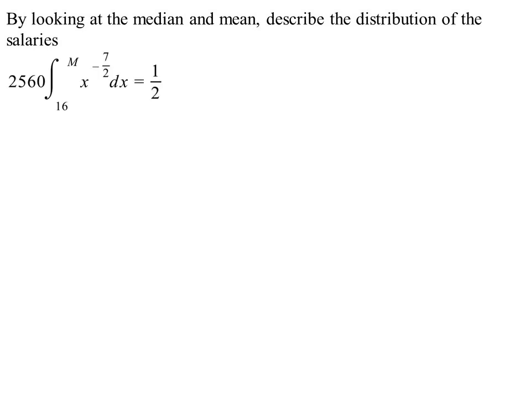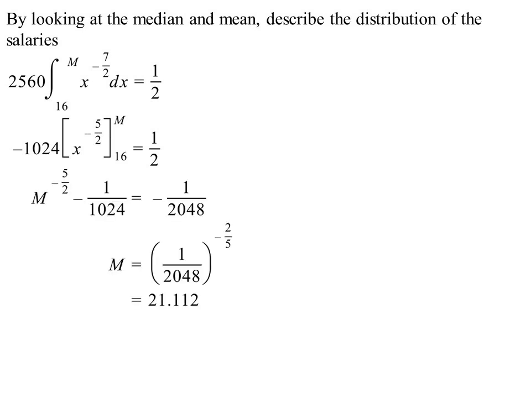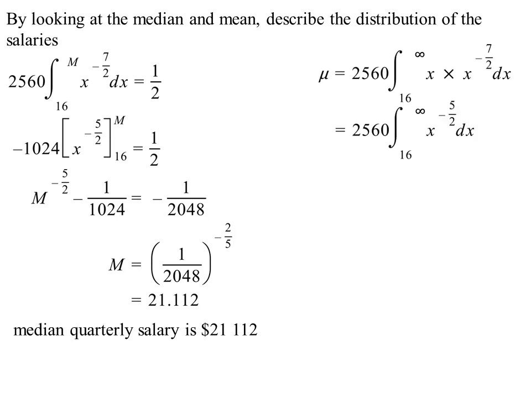Median will go from minus infinity, although this one starts at 16, so we'll go from 16 to m, that's what we want to find, of our function, x to the negative 7 on 2, add 1 to the power over the power, subbing in, and we get 21.112, but that was in thousands of dollars. So the median quarterly salary is $21,112.